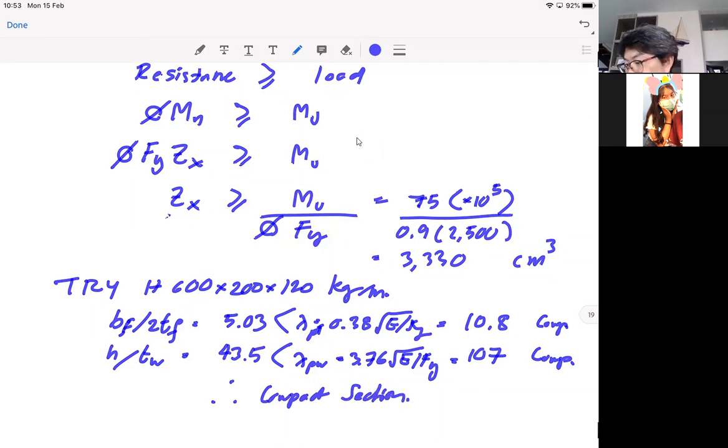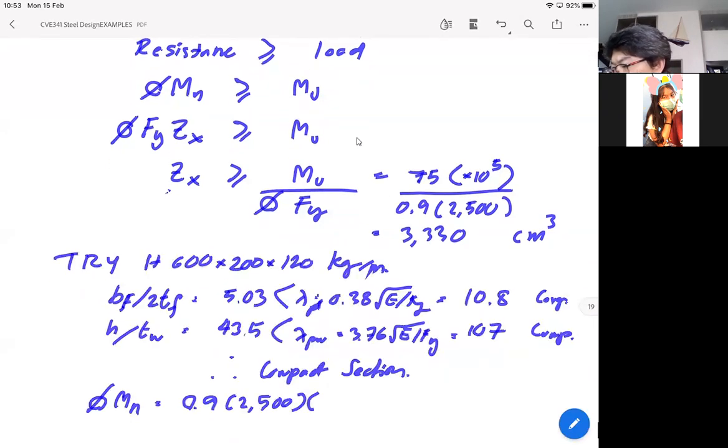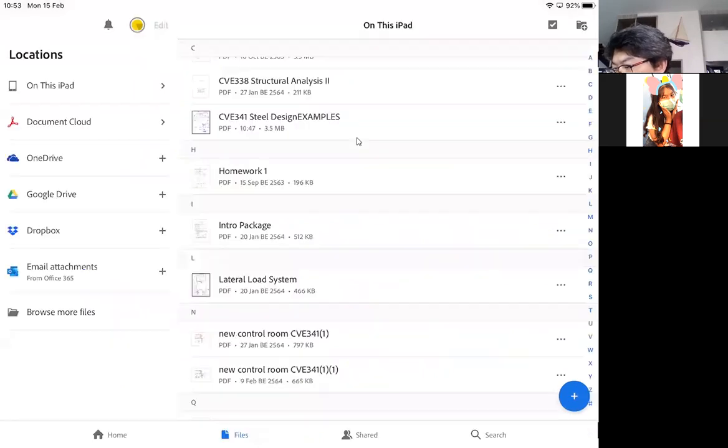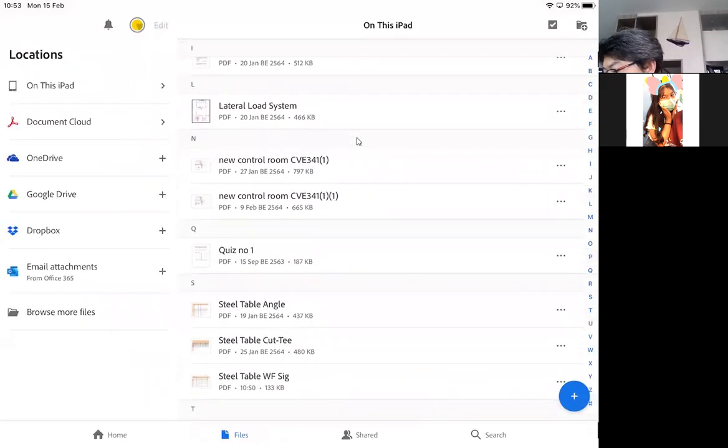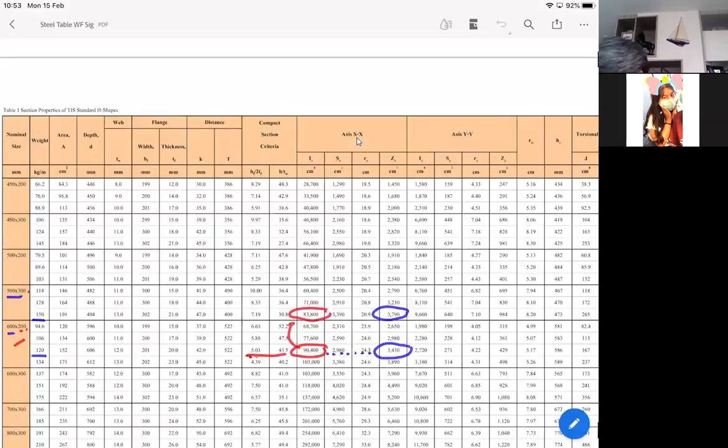And you can now see that your phi Mn, therefore, is going to be equal to 0.9 multiplied by Fy multiplied by plastic section modulus, which I didn't write down, but we got that from the table. How much is it? 3430, right? Now let's go back and look at that. Yeah, it's 3430 there. So that's it.